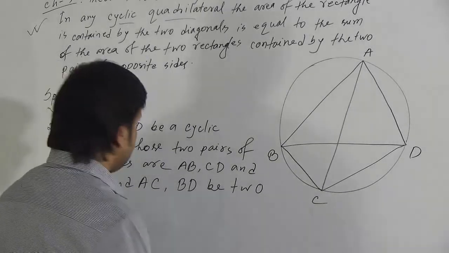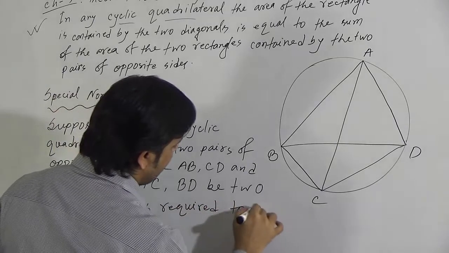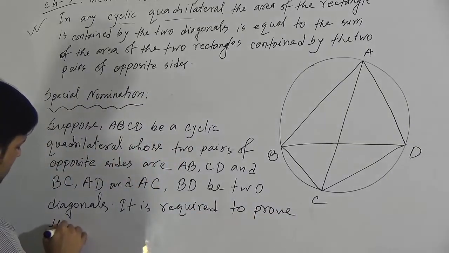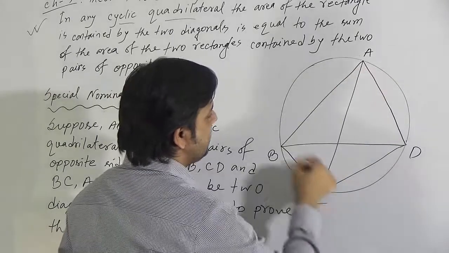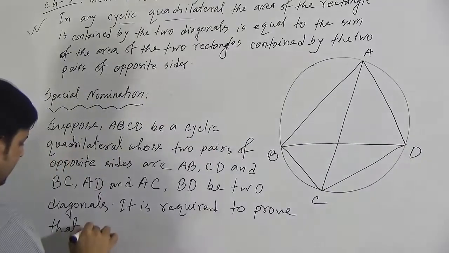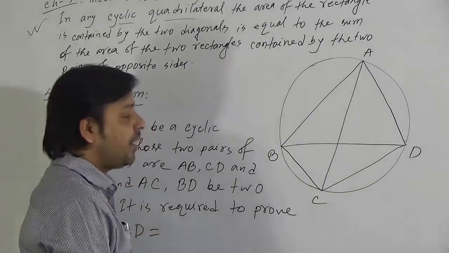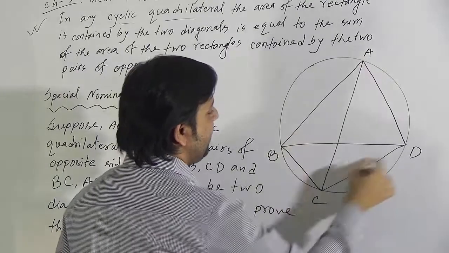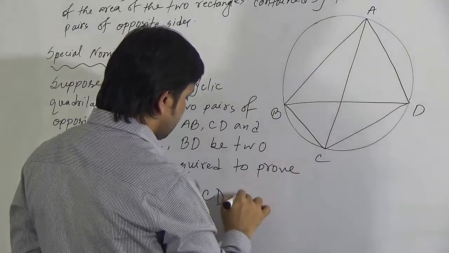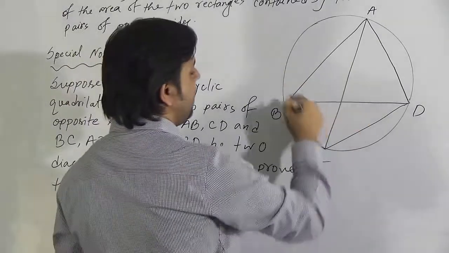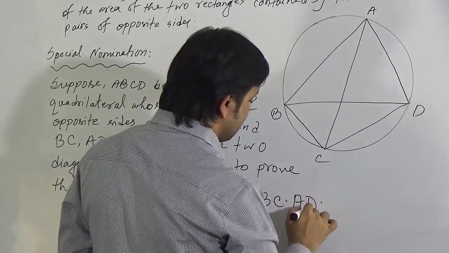It is required to prove that the rectangle contained by the two diagonals, it means the product of AC and BD, that is AC into BD, is equal to the sum of the areas of the two rectangles: one contained by AB and CD, as these two sides are opposite, and another rectangle BC into AD, as this is also another pair of opposite sides. This we need to prove.